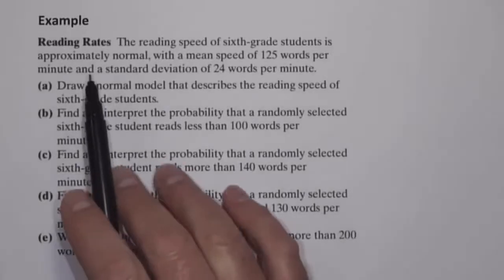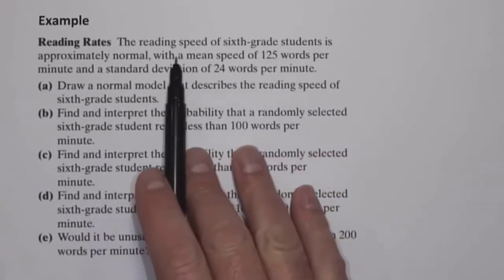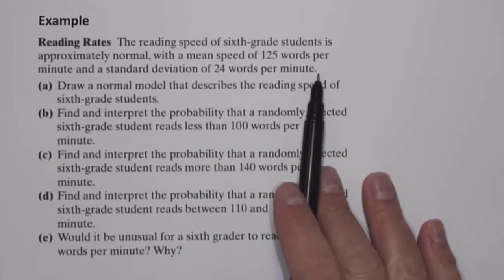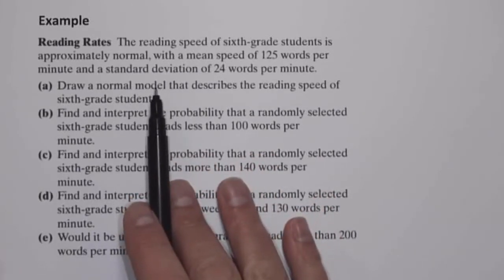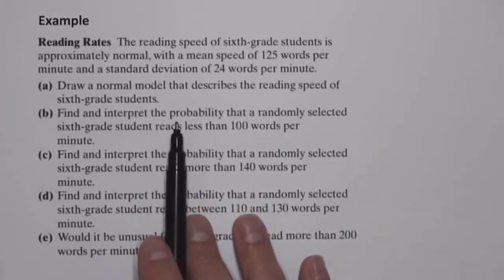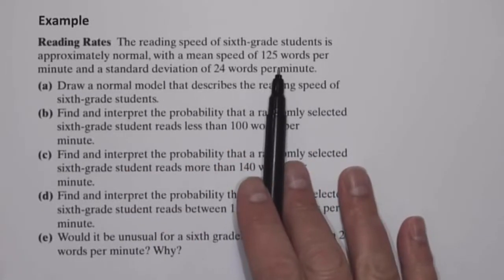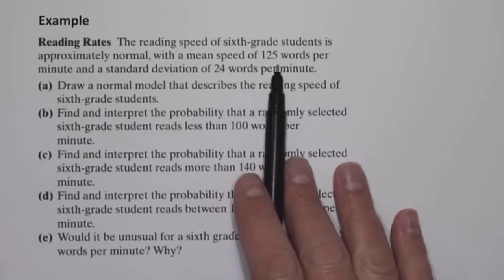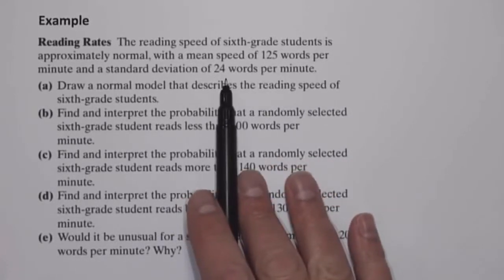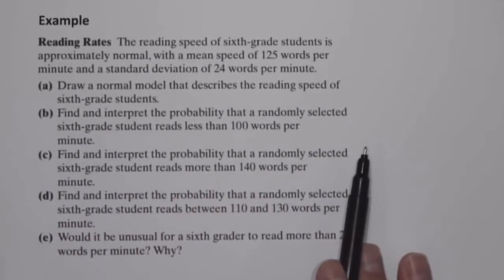In this video, we want to repeat the example for the reading rates of 6th grade students. We've done this by hand in the previous video, and now we're going to use the TI graphing calculator to repeat the problem. So we know that the reading speeds of 6th grade students are approximately normal, and that they have a mean reading speed of 125 words per minute with a standard deviation of 24 words per minute, and we have 5 parts to this problem.